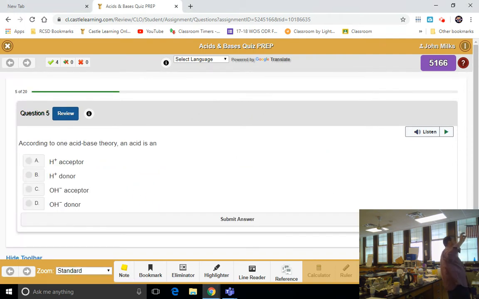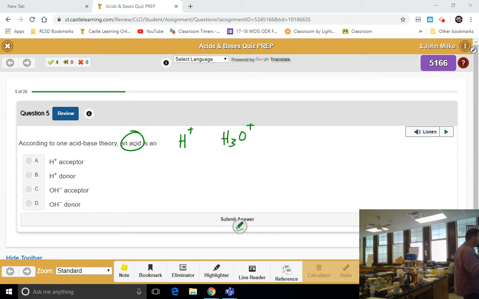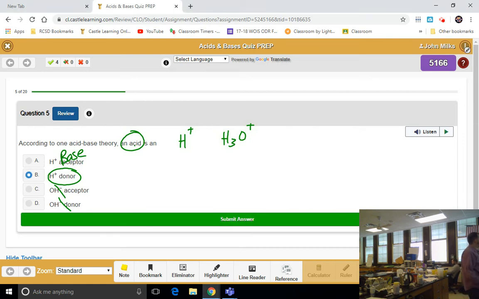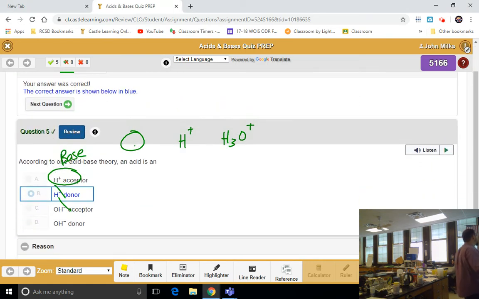Next one. According to one acid-base theory, an acid, okay? This is almost the exact same question as we had like 2 questions ago, except now it says acid instead of base. When I think of acid, I think of H plus or H3O plus, which is called hydronium. So I know that OH is out, that's base. And then Bronsted-Lowry, I see acceptor and donor. Producing H plus or H plus donor is my acid. We remember that the acceptor is the base, and that's based on us studying ammonia and why it is even a base, even though it doesn't have OH in it.